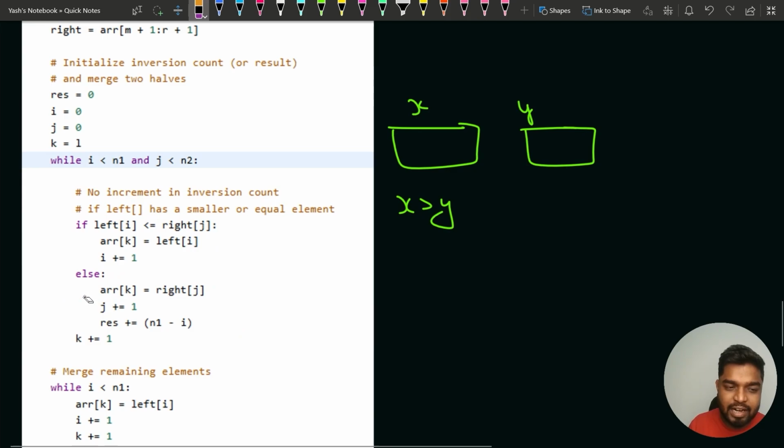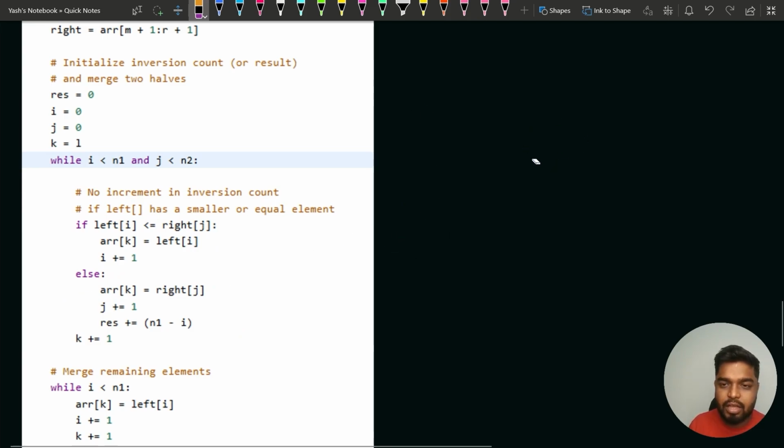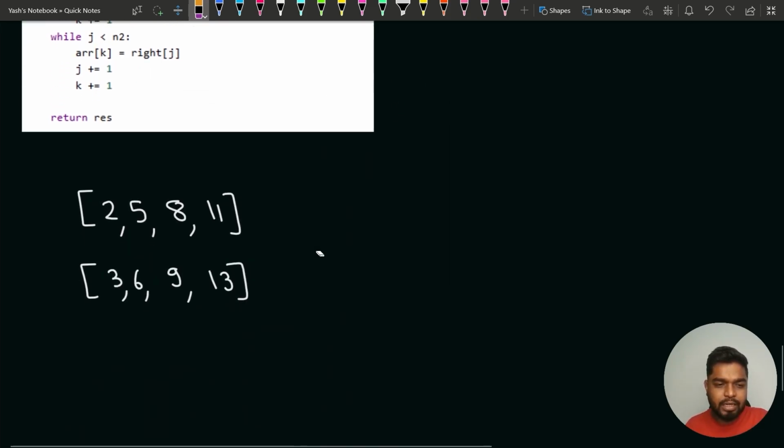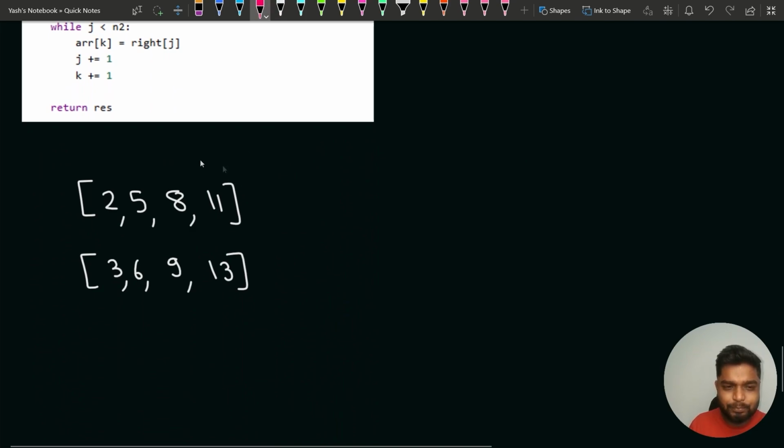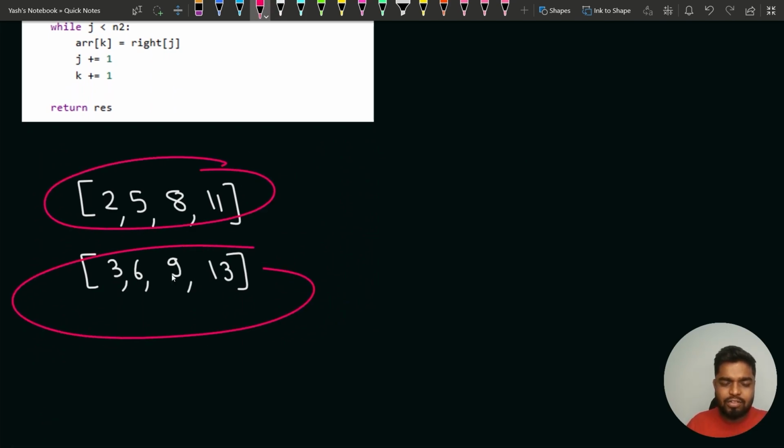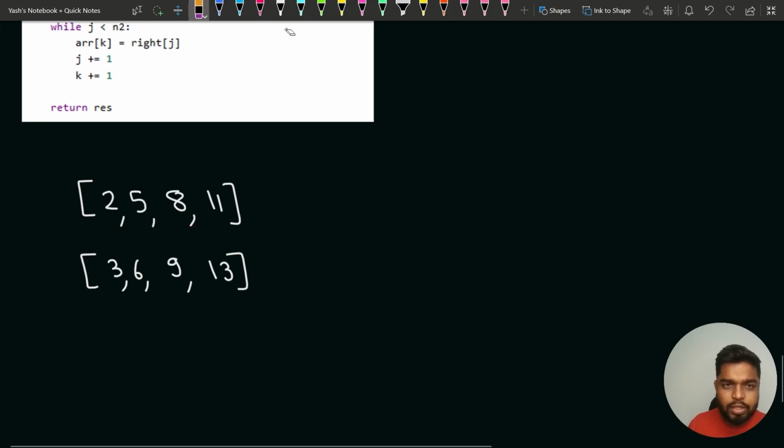How? Let's have an understanding with the help of test cases here. Suppose you had this particular array, this whole array was there, but you broke it down into two parts, and now you have to merge it. So what you can see here is that one i pointer would be standing here and another j pointer is standing here.